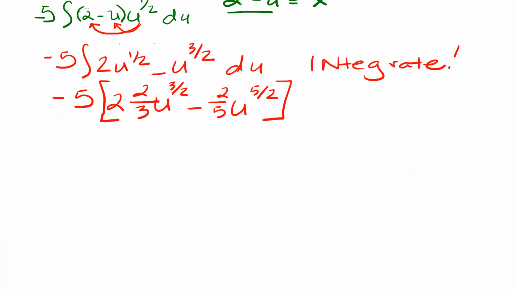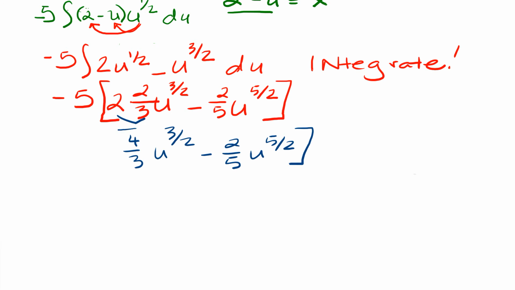Let's clean up a little bit here. Let's change colors. Let's give me blue. Okay, let's clean this up. We have over here 2 times 2/3. That is 4/3. So let's just write 4/3 u to the 3/2 minus 2/5 u to the 5/2. And we're going to multiply this whole thing by our -5 on the outside. So don't forget to distribute this. We're going to distribute it there and distribute it there.